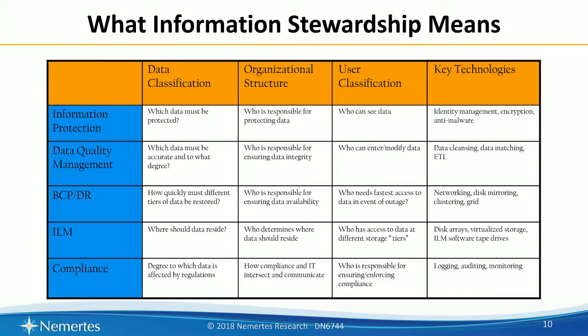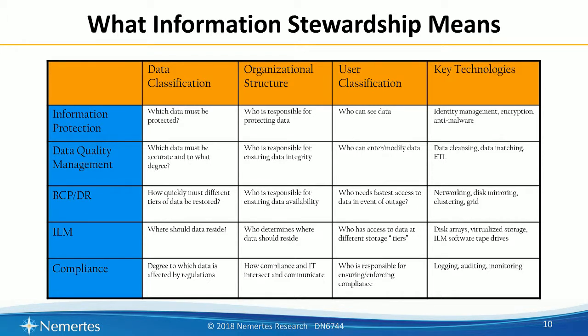Where should this data live? Should it be in our data centers? Can it live in the cloud somewhere? What kind of performance requirements are placed on it so that we know where it can live? And then with respect to compliance, where is it allowed to live by the regulations or laws that apply to it? Data classification is just one of the pillars of information stewardship.